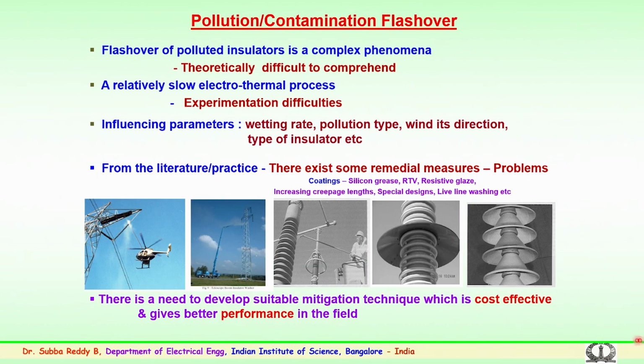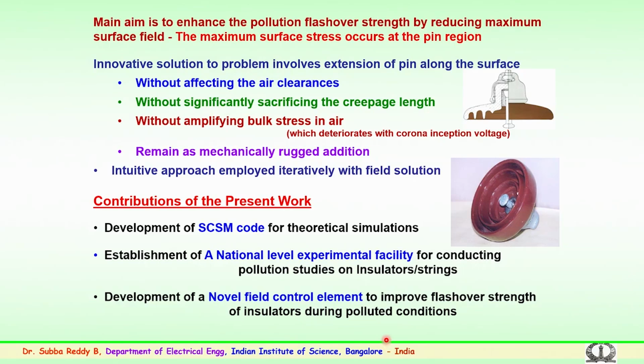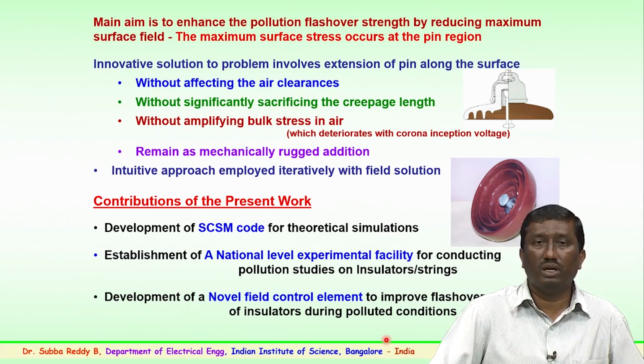There is also some work which has been carried out to suitably mitigate this, with techniques which are cost effective and give better performance in the field. So, an effort was made to develop special field control electrodes or field control elements to reduce the surface field. It has been seen that to enhance the pollution flashover strength is mainly to reduce the maximum surface field. This was observed in the field and experimentation: the maximum surface stress occurs at the pin junction at the high voltage end.